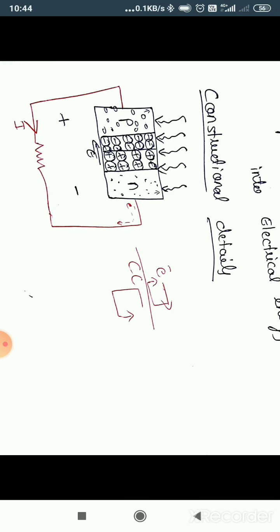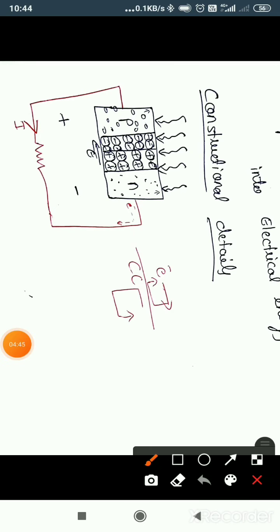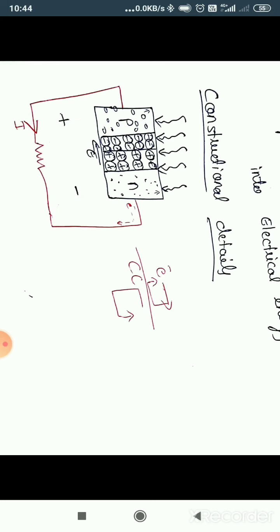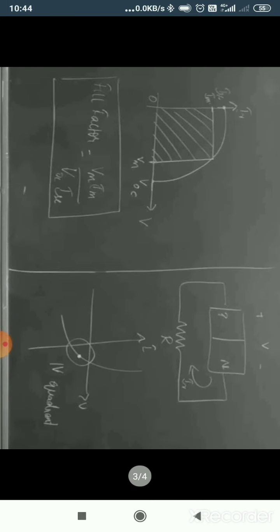As the concentration increases in the negative region as well as the positive region, automatically a field gets generated. That's why there is a minus sign over here and a plus sign over here. So we can say this PN junction is delivering power to the external load. It is not taking power, but it is delivering power to the external load.